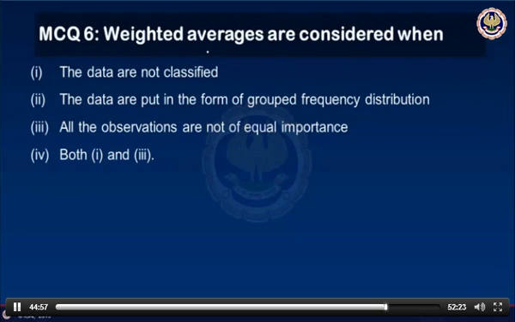Weighted averages are considered when: number 1, the data are not classified; 2, the data are put in the form of a grouped frequency distribution; 3, all the observations are not of equal importance; 4, both 1 and 3. Weighted averages are considered when all the observations are not of equal importance. This is the case where a weighted average is used. So the third option is correct.